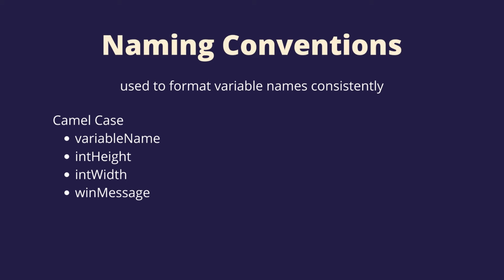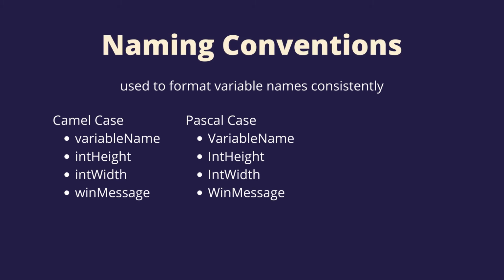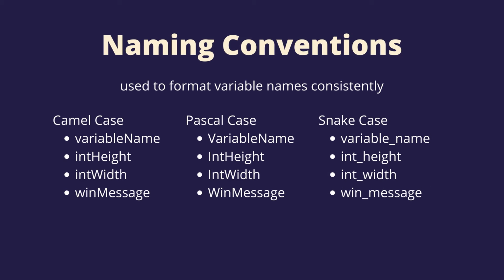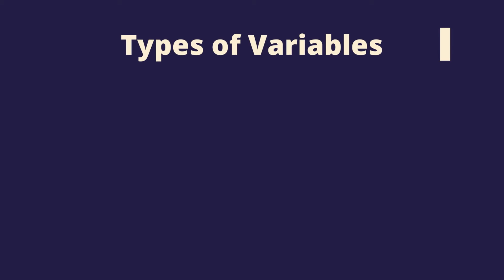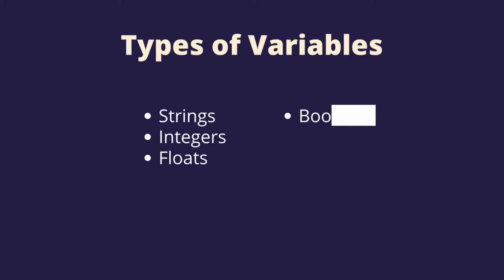In the programming world, naming conventions are being used to format variable names consistently. The most common ones are the following: the camel case, the Pascal case, and the snake case. Now, there are multiple types of variables, but generally, these are strings, integers, floats, booleans, lists, tuples, and more.